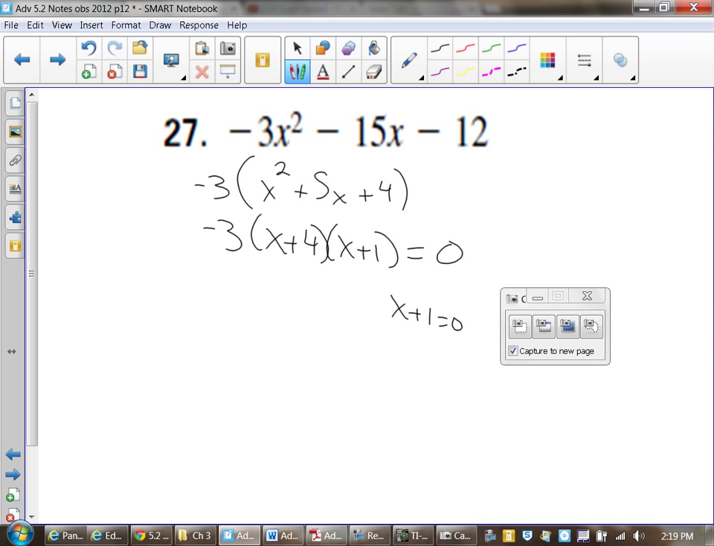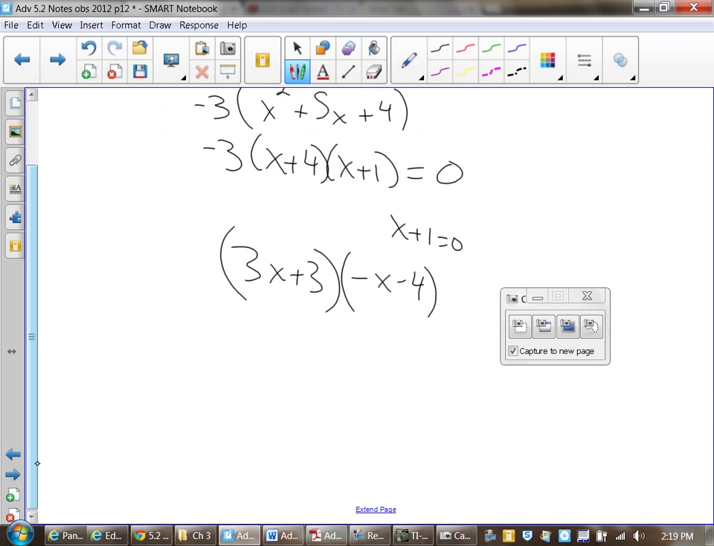Yes, sir? I got 3x plus 3 times -x minus 4. 3x plus 3, and then what was it? -x minus 4. Okay. In this case, if I'm factoring this problem, you're right, your terms are correct. What's the greatest common factor here? 3.